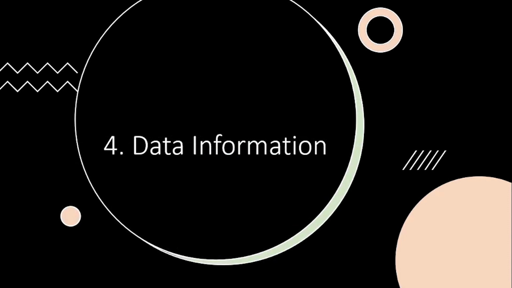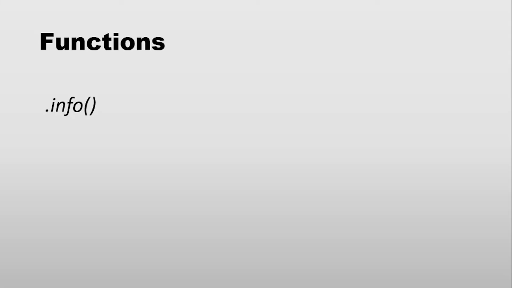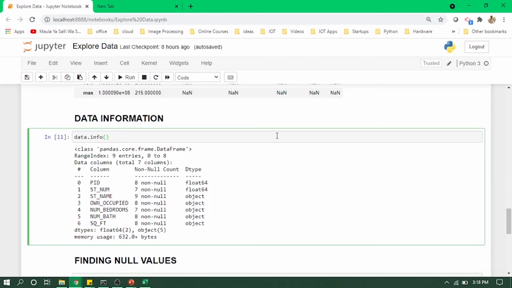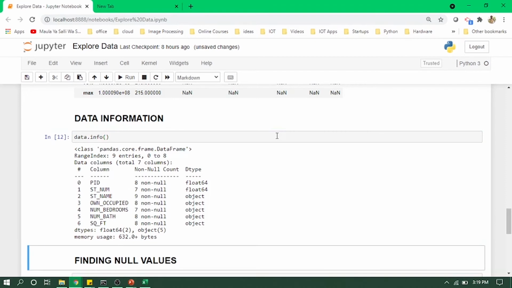The fourth function which we are going to see will give you the information of your dataset, and the function is .info. Now let's implement this function. Here you can see that I have called the .info function with my data frame, data. What it will give us is the overall count of our data, that is it starts from 0 to 8, which means we have 9 rows. The total number of columns, that is we have 7 columns.